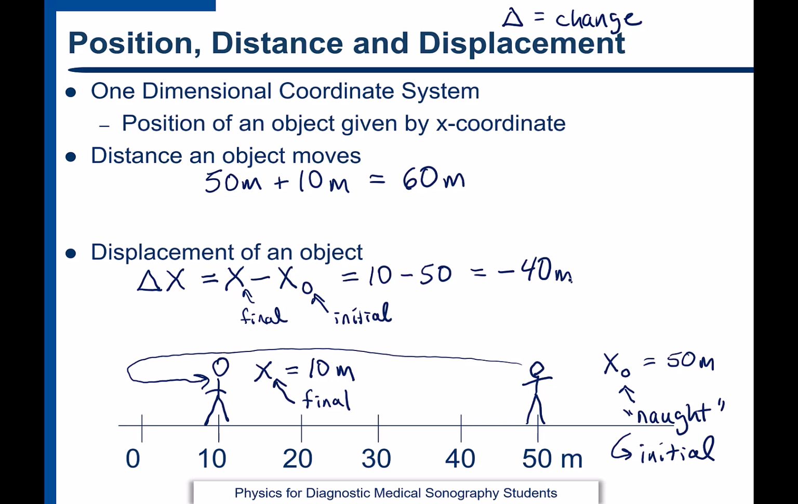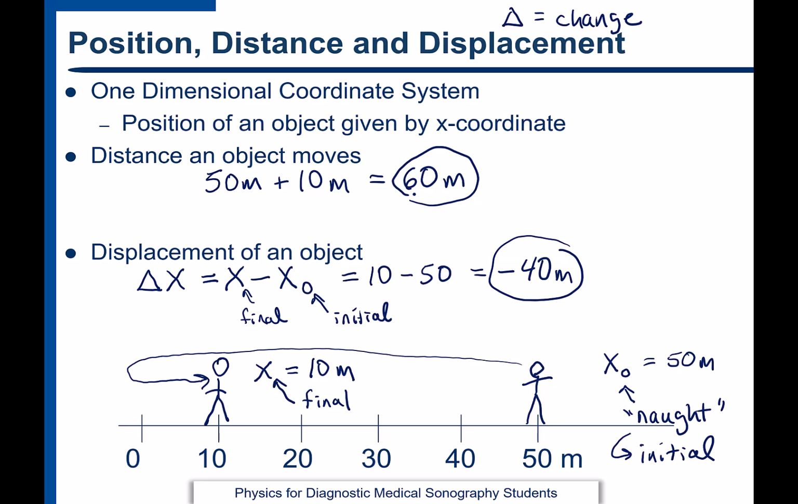The first thing we'll notice is that that's a very different result than what distance they went. The other thing is we notice that here we get a negative sign, and that negative sign has significance. What it means is that the person ended up to the left of where they started. So a negative displacement means the person ended up to the left of where they started. If the displacement had been positive, it would have meant they ended up to the right.